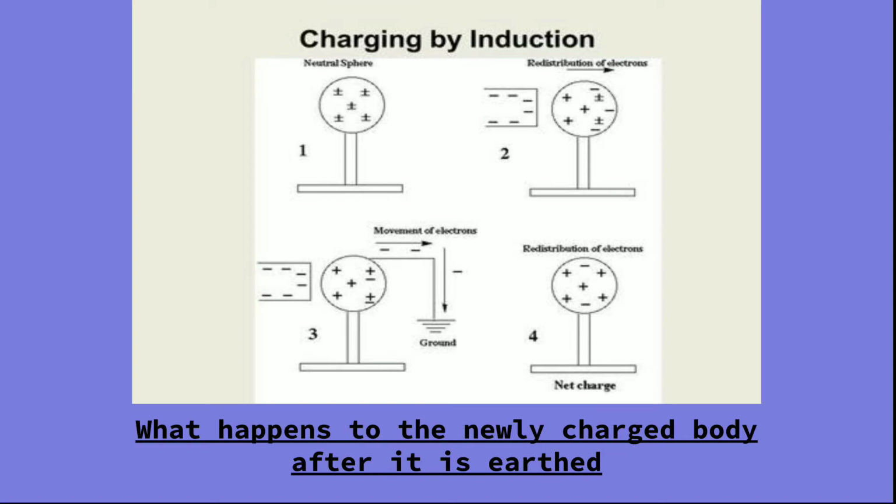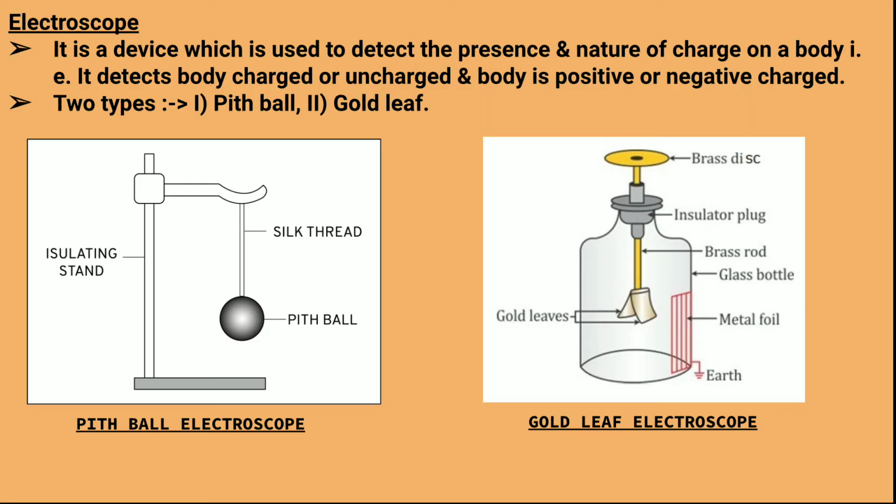Then we are discussing the electroscope. It is a device which is used to detect the presence and nature of the charge on the body. That is, it detects whether a body is charged or uncharged, and whether the body is positively or negatively charged. Two types: pith ball and gold leaf. Now, pith ball electroscope. Two types of electroscope I told you. One is pith ball electroscope, another is gold leaf electroscope.